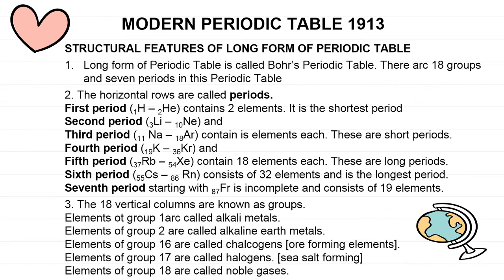Also, the 18 vertical columns are known as groups, and in the first group we have alkali metals, in the second we have alkaline earth metals, in group 16 we have chalcogens, in 17 we have halogens, and in 18 we have noble gases. So these are the elements placed in periods and columns related to their properties, related to their number of electrons present in the valence shell. So that's about the modern periodic table and its salient features.